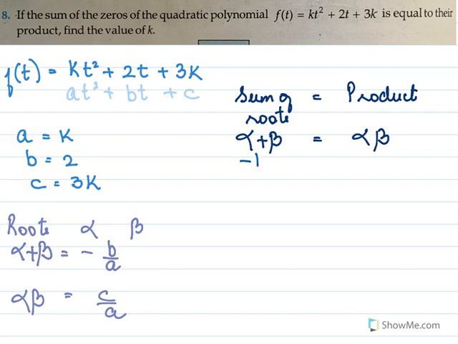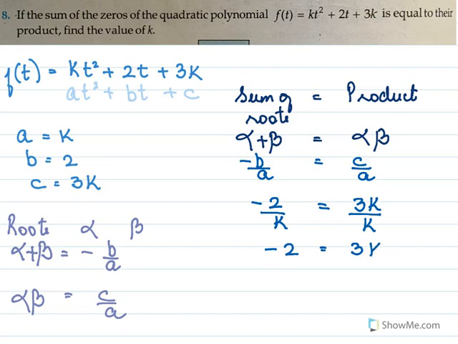Now the sum of roots we know is minus b by a, and the product of roots is c by a. Now to put the values, the b is 2. So we have minus 2 by k equal to c by a. C is 3k, and a is k. Our c is 3k and a is k. So we take k common out to get minus 2 equal to 3k. So k equal to minus 2 by 3.